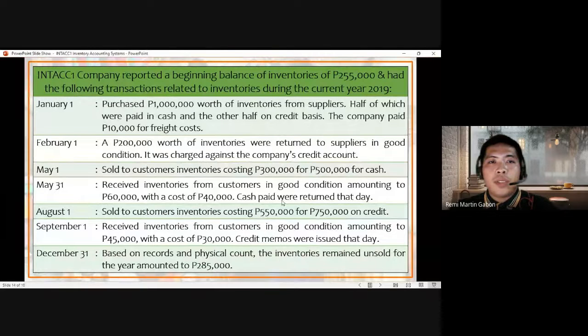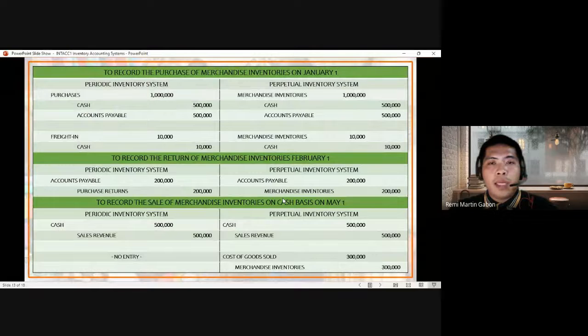So under periodic and perpetual system, we both debit cash and credit sales revenue for 500,000. 500,000 is the selling price or the sales price. It is a cash basis sale kaya nga debited sa cash. But under perpetual system, additional entry is to signify the cost of goods sold. So debit cost of goods sold and credit merchandise inventories. The credit to merchandise inventory signifies the outflow of the inventory because of the sale. Okay?